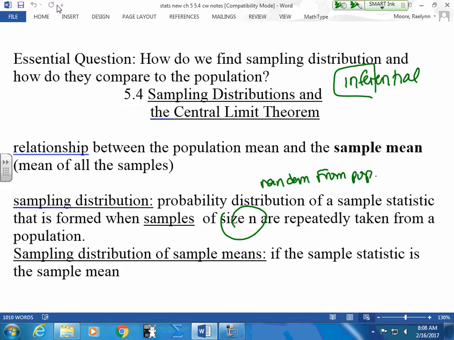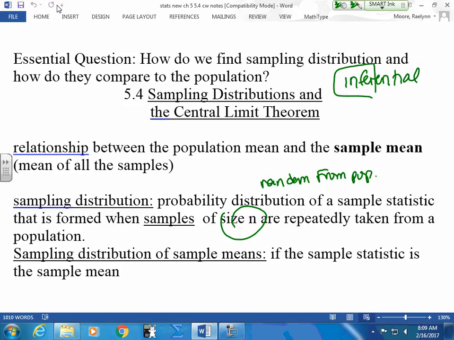I've got these samples sitting all over the place, and if you look at their Venn diagram, see how sometimes their samples overlap? How is that possible that they overlap? If I take a sample of 5, and another sample of 5, and another sample of 5, I throw you back in each time I take a sample.